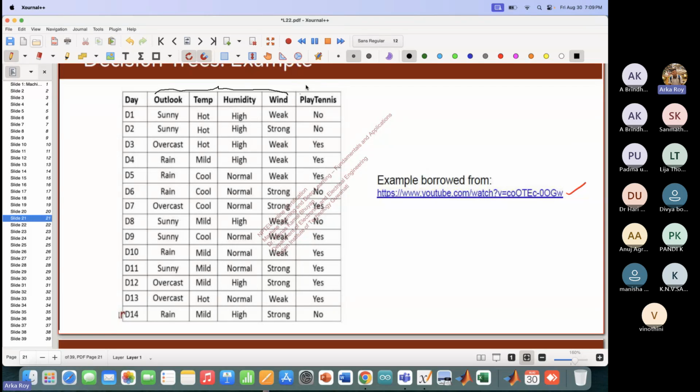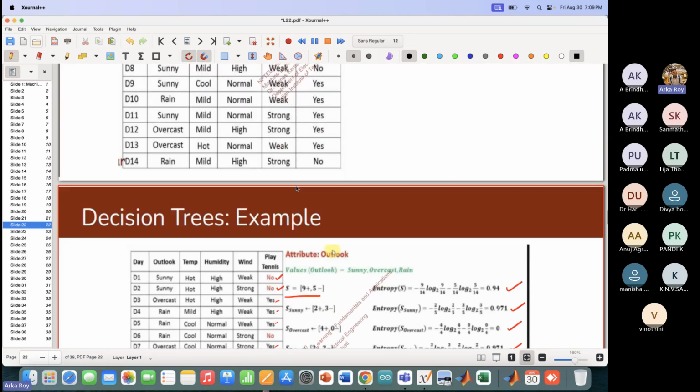Let's say the problem statement is, if it is very hot outside, then you will not play tennis. So based on these variables, you have to decide whether you'll be playing tennis or not. And how can you do this? Over here, we are learning decision trees, and we'll try to make a decision tree based on these four categorical variables. Now, how to do that?